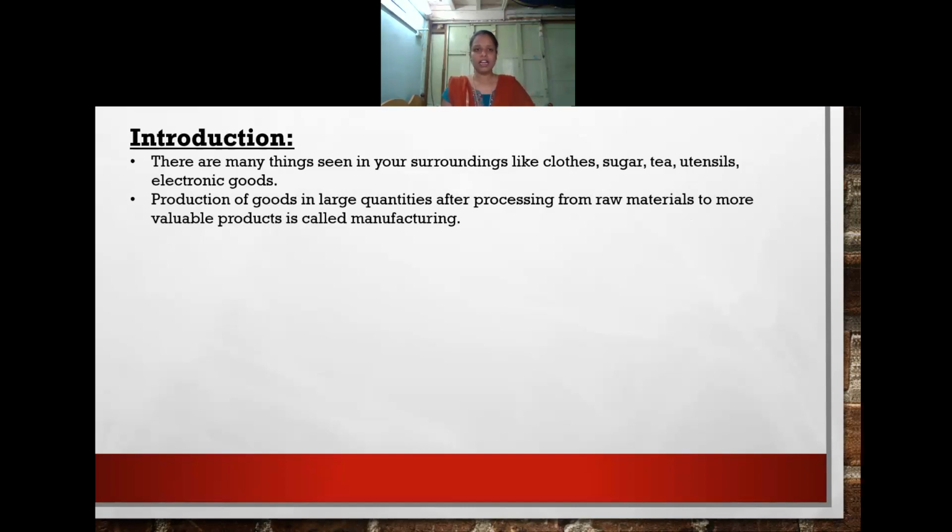You can see many kinds of things in your surroundings: clothes, what clothes you are wearing, what jewels you are wearing, utensils like bowls and plates, gas stove, as well as electronic goods and services. These you can see in the market shop as well as in your surroundings. So one question will be raised in your mind: how are these manufactured? How are these things prepared, and where are they prepared?